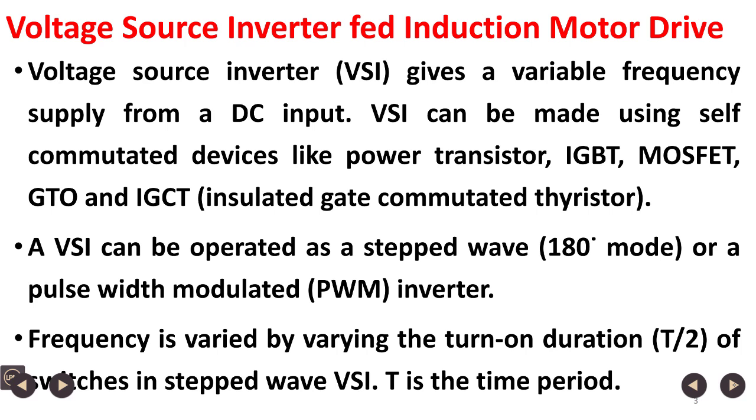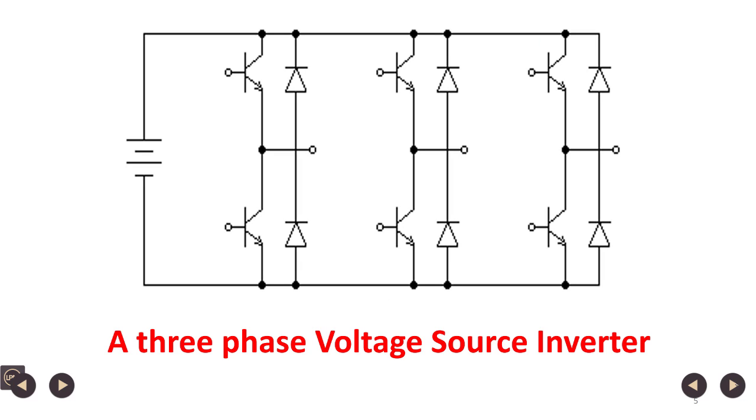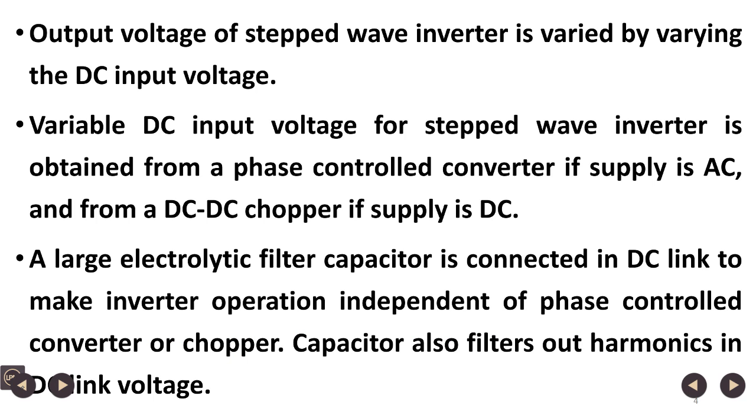So, if T is the time period for one cycle, then each switch is on for a duration of T by 2, and by varying this T, or the turn on duration of the switches, the frequency is varied. T is varied means frequency is varied. So, output voltage of stepped wave inverter is varied by varying the DC input voltage.